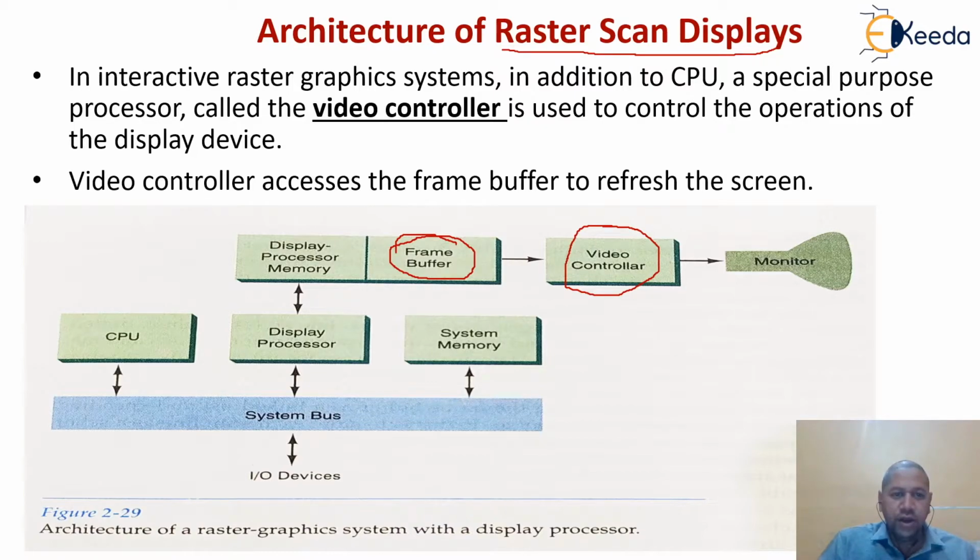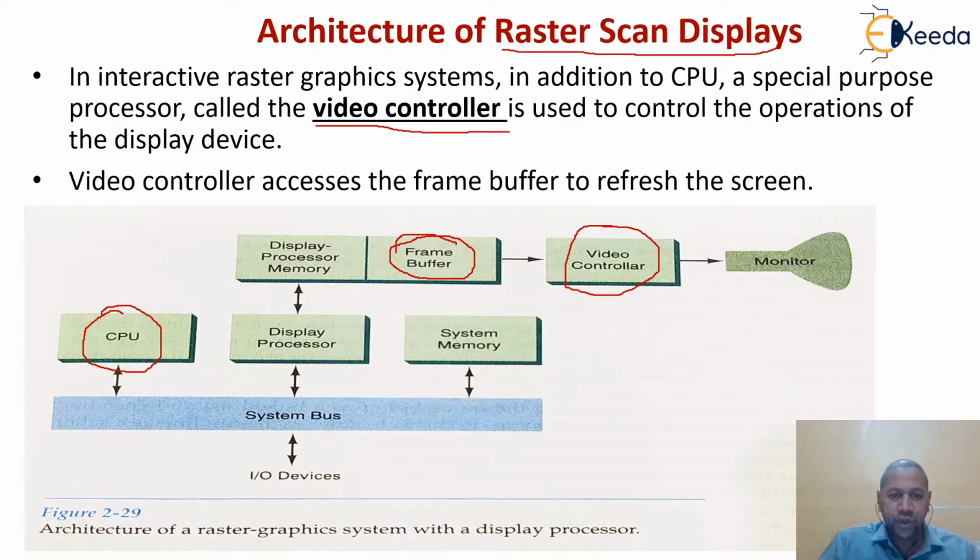We have written an interactive raster graphics system. In an interactive raster graphics system, in addition to the CPU, obviously the central processing unit is required in the block diagram. So in addition to the CPU, we have a special purpose processor, which is called the video controller. The video controller is a special purpose processor in addition to the CPU, which is used to control the operation of the display device. So whatever we are going to display is now controlled by the video controller.